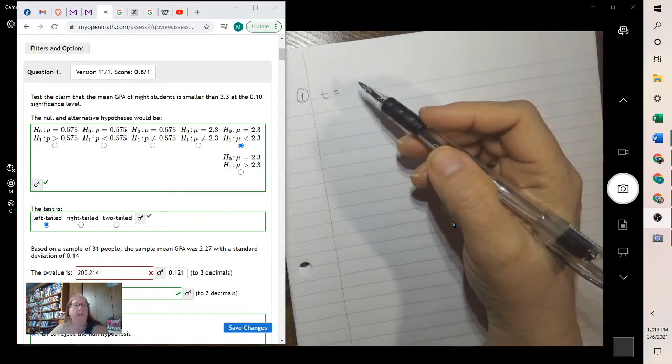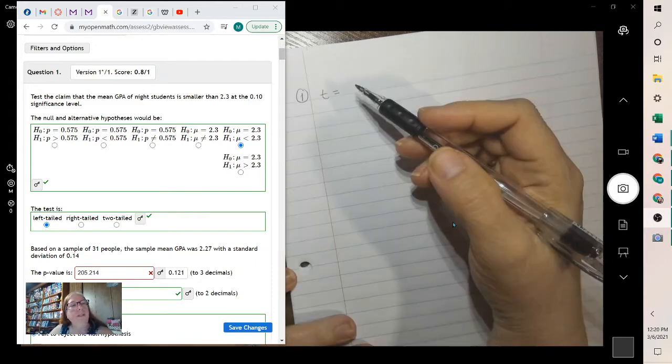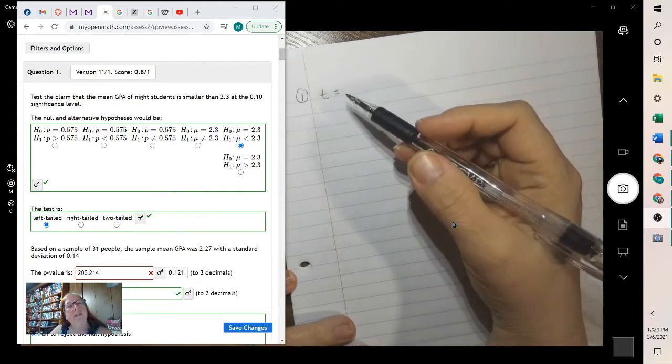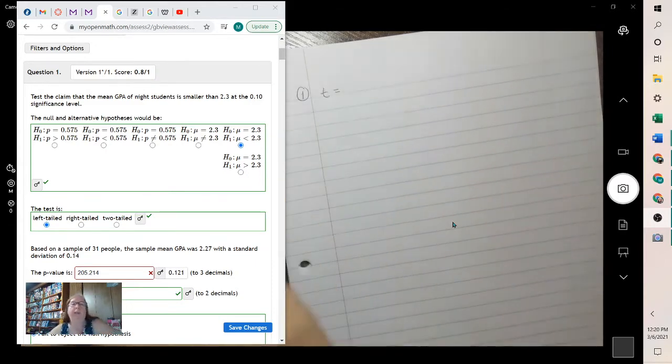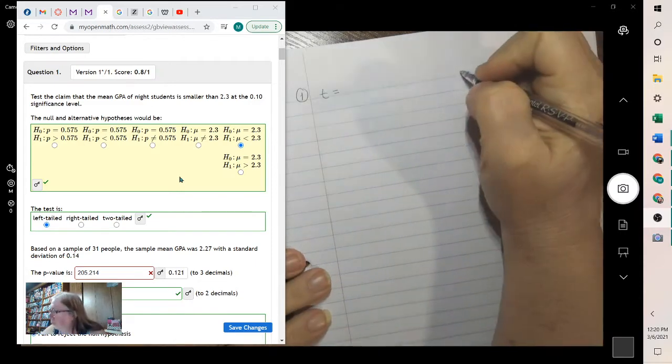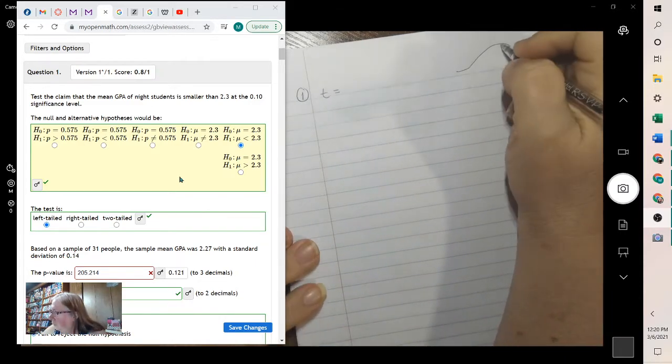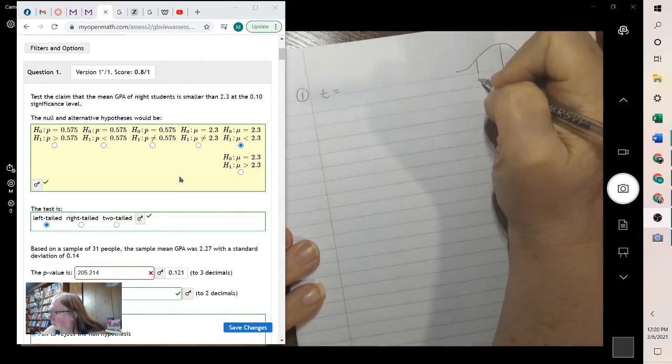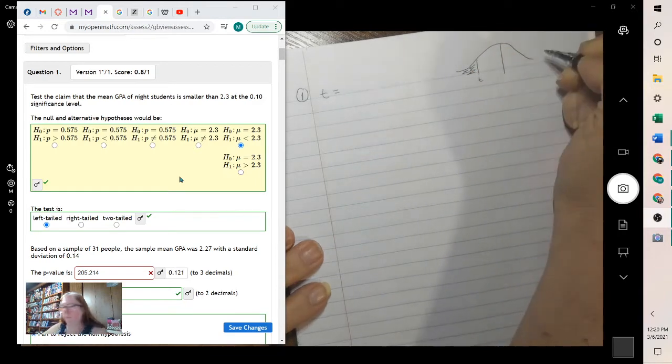So for number 1, to find the p-value, you first need to find your t, your test statistic. And if we look at this one, test the claim that the mean GPA of nights is smaller than 2.3. That's why our mean was less than 2.3, because it says smaller than, which also means it's a left tail and it's one tail. Two tails is when you have both ends. But this one would just be, once we find our t value, it's below it.